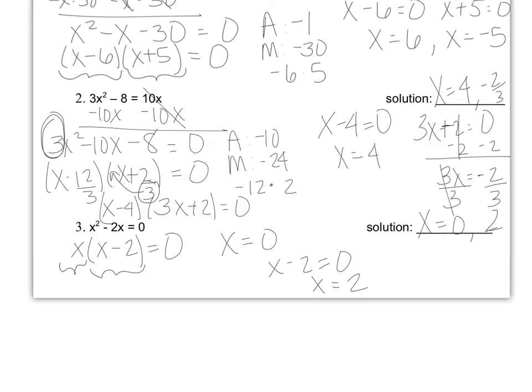If you end up with just an x, you know that your solution on that part will be x equals 0. So you're just setting it equal to 0 there. Okay, so now let's look at this last example.